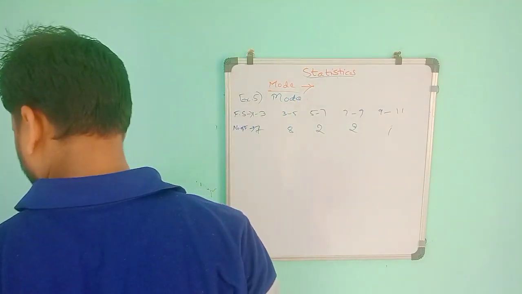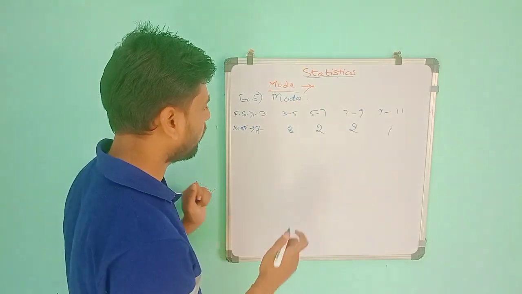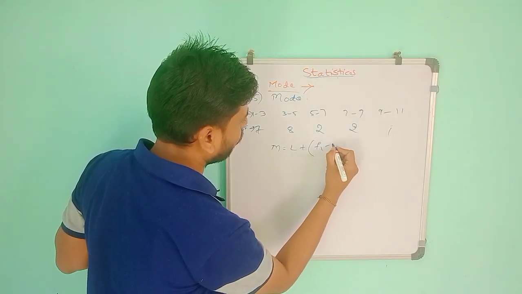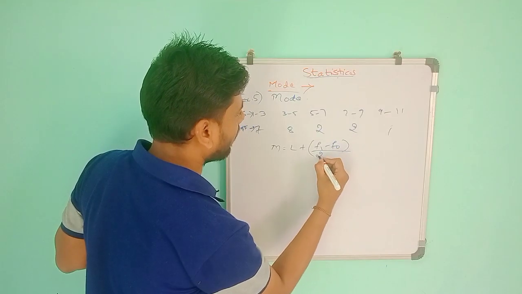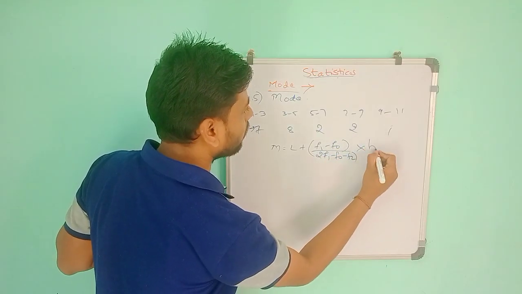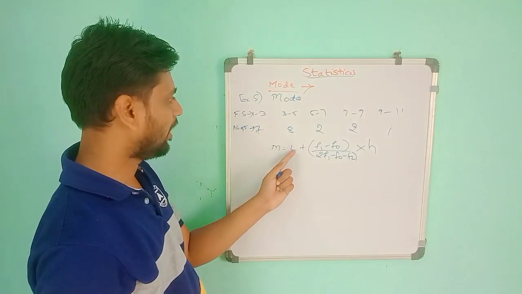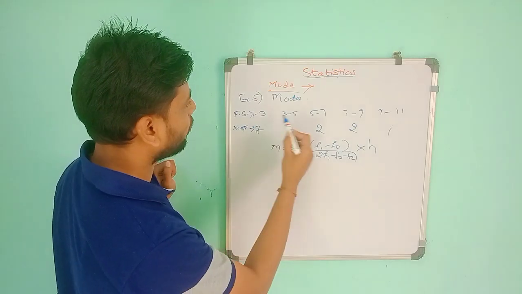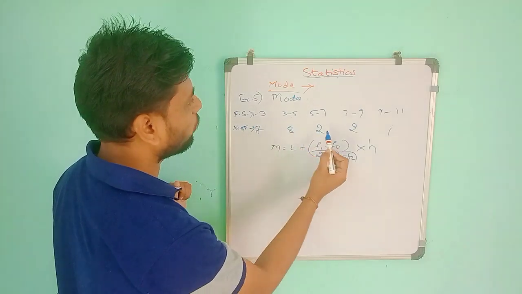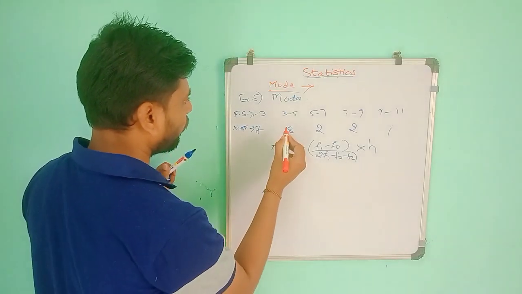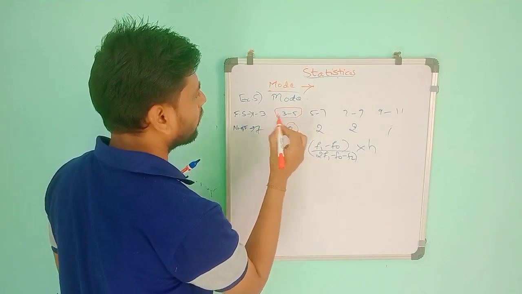For this, as we know the formula, mode is equal to L plus (F1 minus F0) divided by (2F1 minus F0 minus F2) into H. L means the lower limit of the class interval. First you have to see which interval has the maximum frequency: 7, 8, 2, 2, 1. So 8 is the maximum frequency. So this will be the modal class interval.